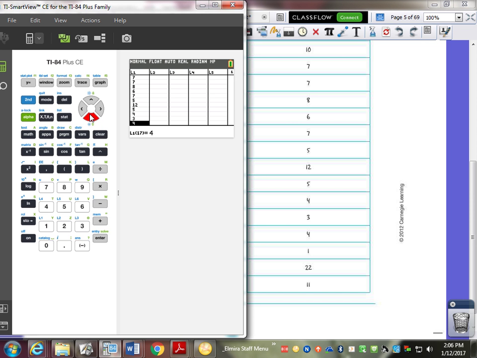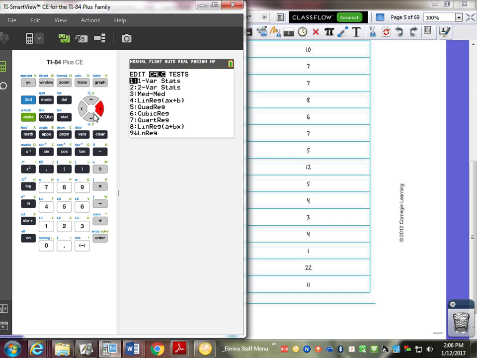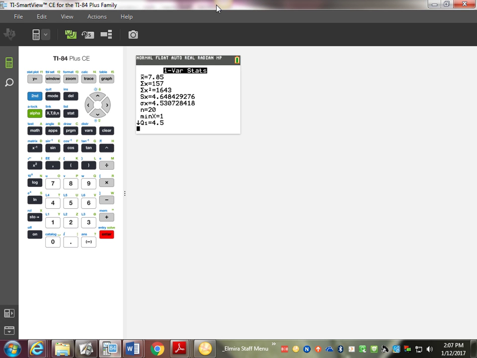3, 1. Okay, so once you've done that, then you're going to go to your stat, calc, and one variable statistics. Okay, so that's different. We're not doing any kind of regressions. We're doing one variable statistics because we only filled in L1. Later on, we'll do 2 variable stats, and we're not doing that right now. Just one list.